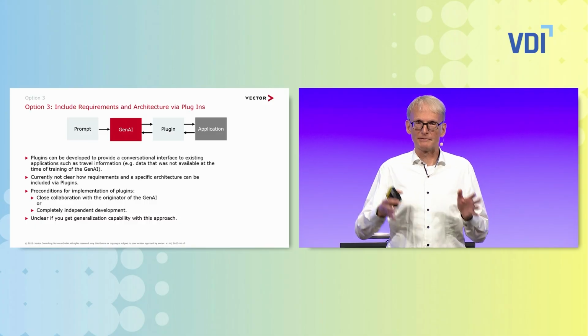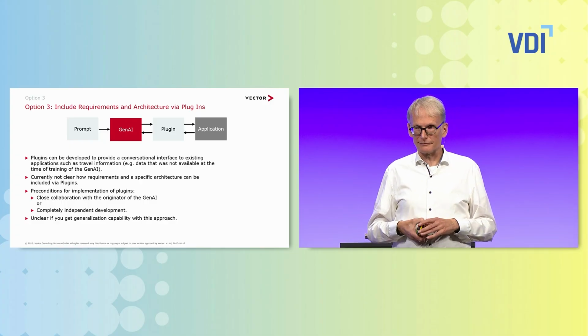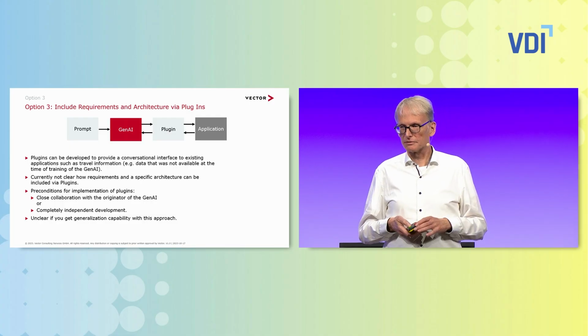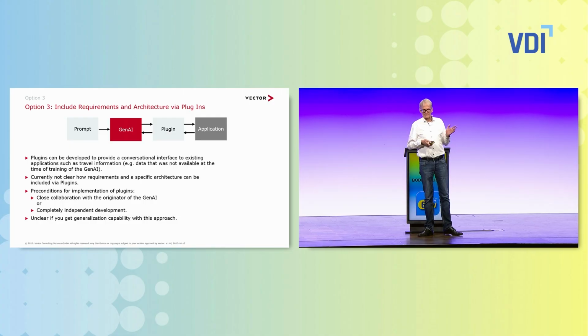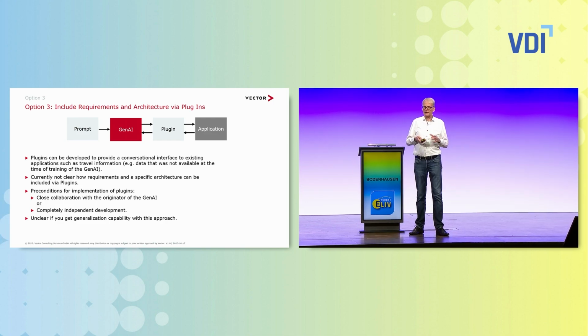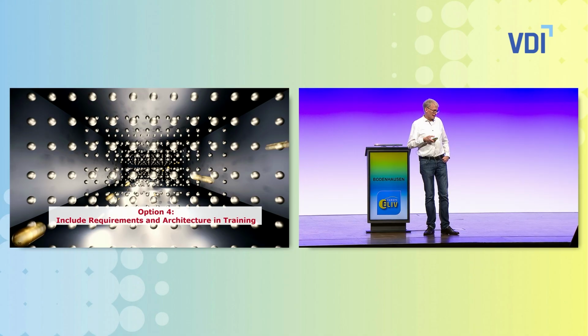We have to tell them, look, we want an interface to software architecture. Please build this interface. And honestly, I don't know what the output of this will be, because this interface is not so well prepared to really provide this generalization. This is why I come to the next option: include requirements and architecture in the training.